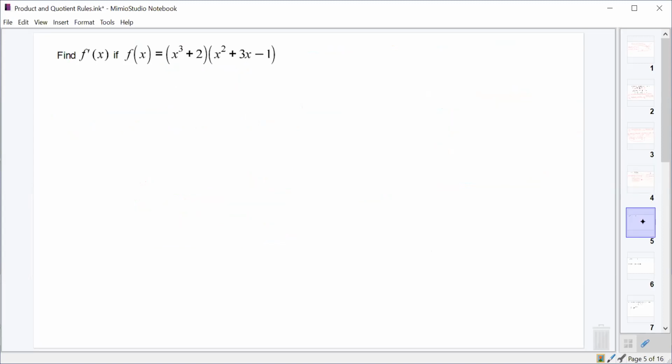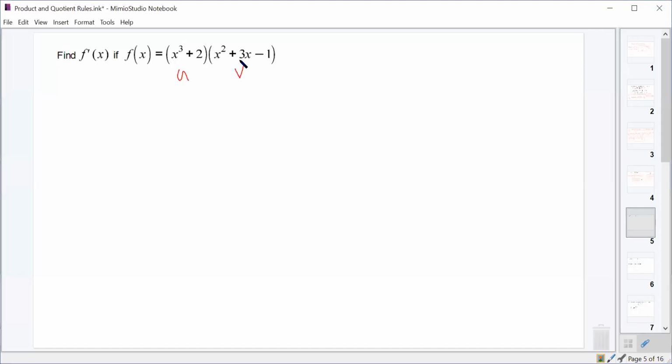Cool. So let's real quickly do another one. Do you want to do this one on your own real fast? I'll give you like 2 minutes. Use the product rule. You don't need to check it by doing the distributing. Just use the product rule and find the derivative.